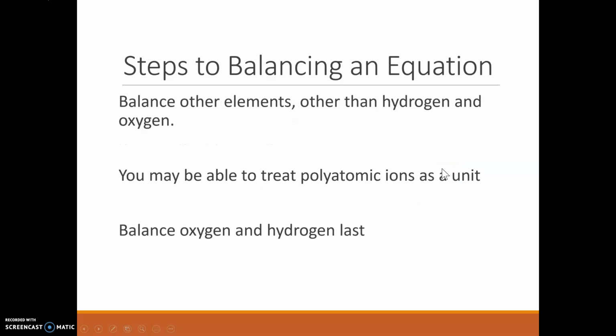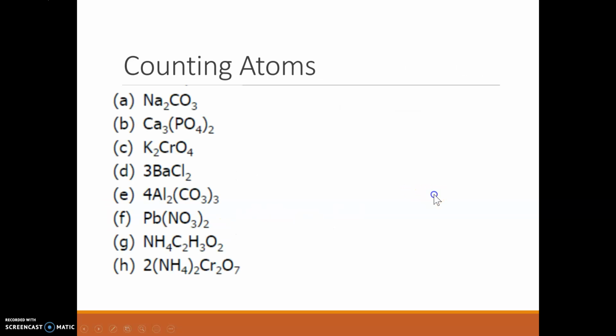So we want to balance the other elements other than hydrogen and oxygen. Okay, if you get a polyatomic ion, you treat that ion as a unit. You balance oxygen, hydrogen last. All right, we're only gonna do a few of these. We're gonna count these atoms.